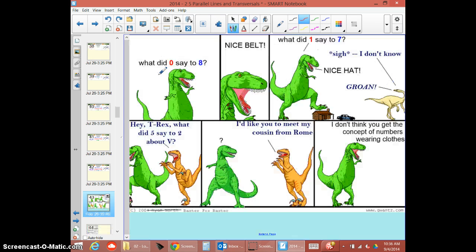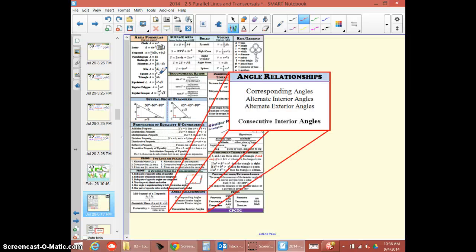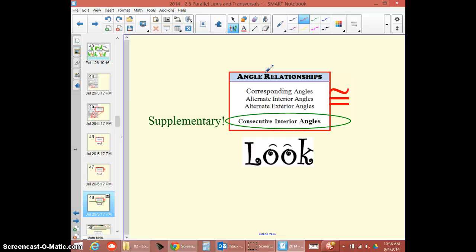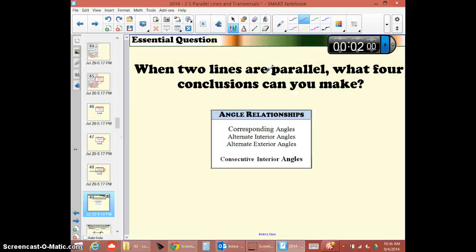Next concept. This is a great little book. You can pause and read it if you want to. Right here, this is off of your cheat sheet. You're not going to have your personal cheat sheet on there, but what's going to help you remember this is these top three right here, those are equal, they're congruent, all three of them. CAs, AIAs, and AEAs are all congruent. Now remember how the CIA, they're the government, they're different. CIAs are supplementary.